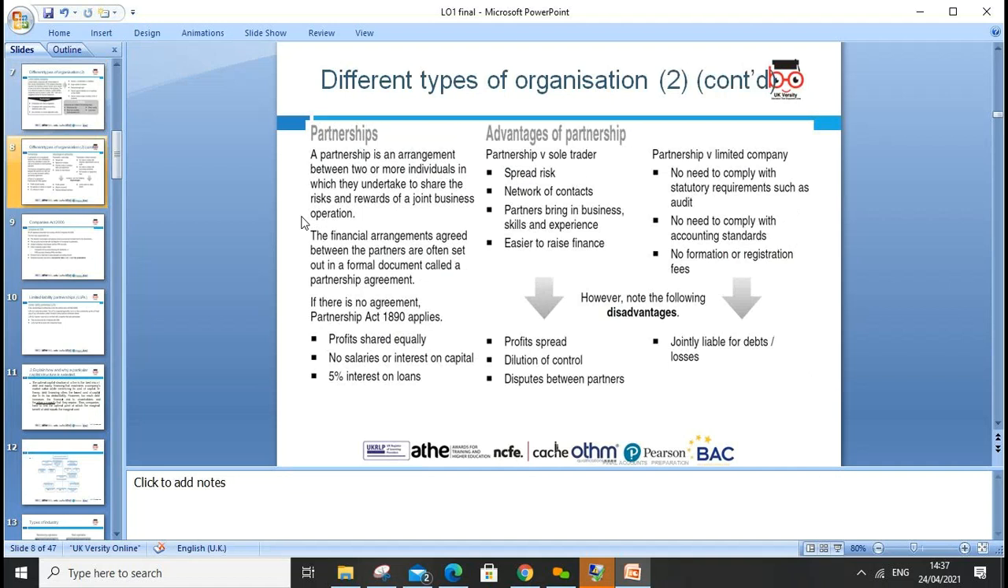Okay, so partnership has its own advantages and disadvantages compared to the sole trader. The business is separate, and the profit and risk can be shared, and profit can be distributed.